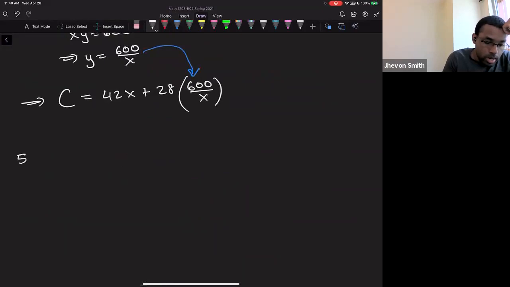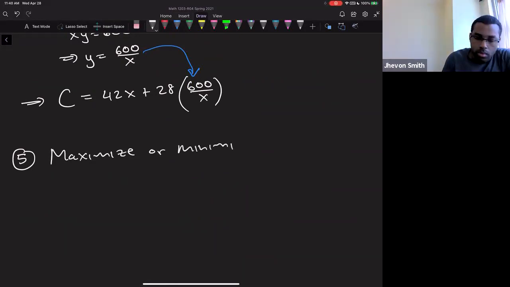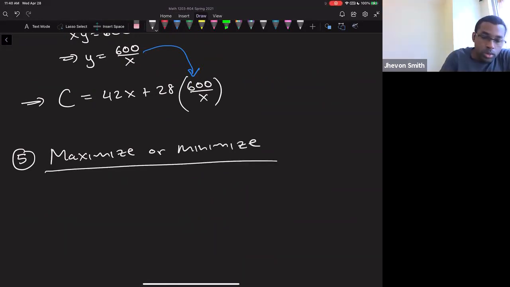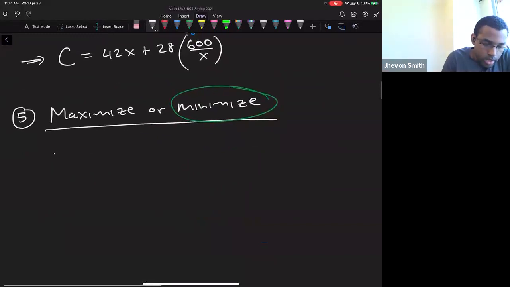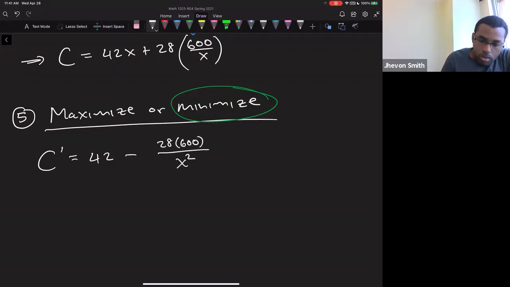And now step 5, we are going to maximize or minimize. Of course, we know the goal here is to minimize, so that's what we're going to do. Either way, though, we're going to find the derivative. We're going to find the critical points, all that good stuff. So we're just going to jump straight into C prime, which is going to be 42 minus 28 times 600 over x squared. Set that equal to 0 or undefined.